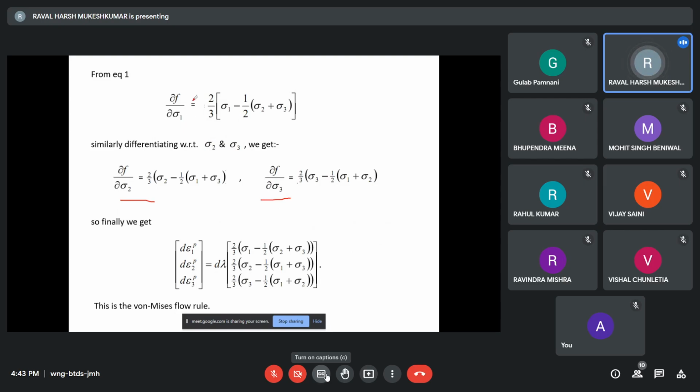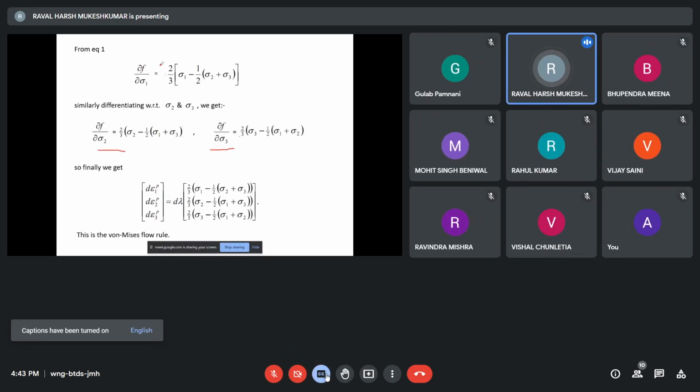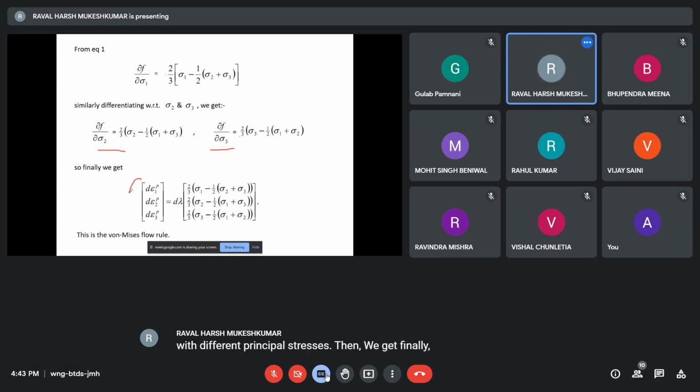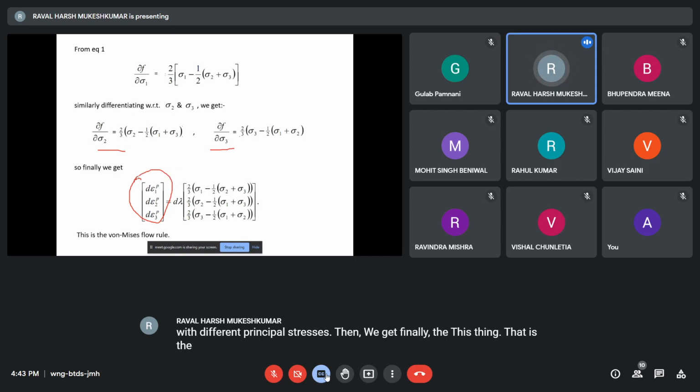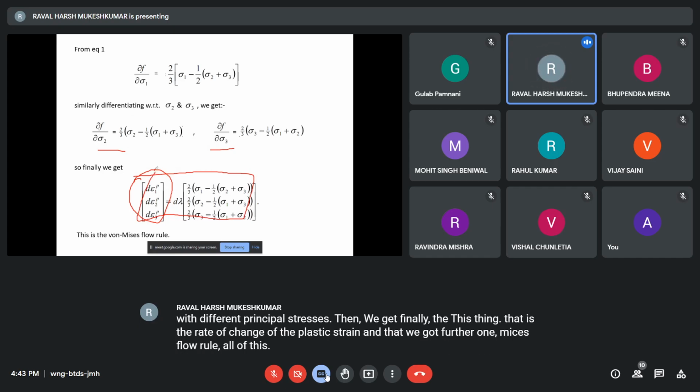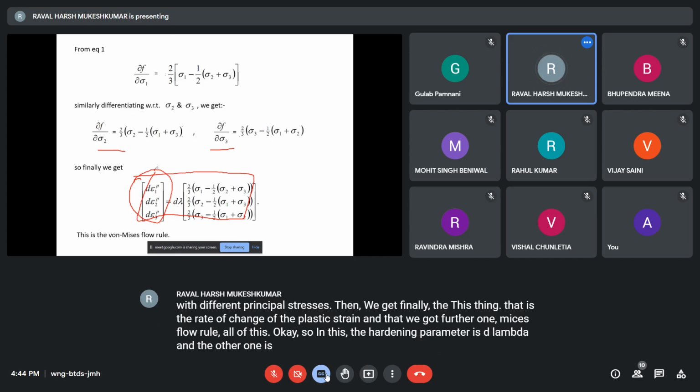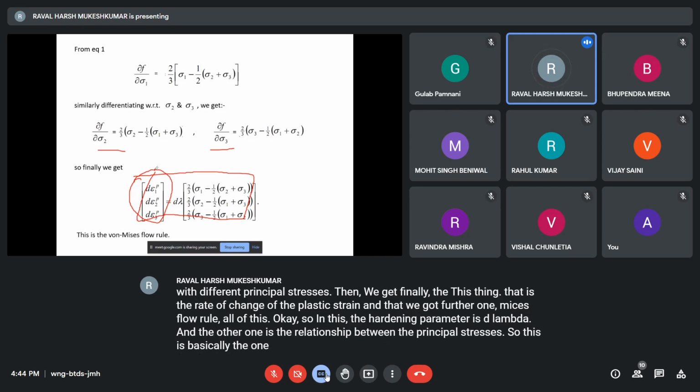So we get the differentiation of this yield function with different principal stresses, and then we finally get the rate of change of the plastic strain, which we got for the von Mises flow rule. In this, the hardening parameter is d lambda, and the other one is the relationship between the principal stresses. So this is basically the von Mises flow rule.